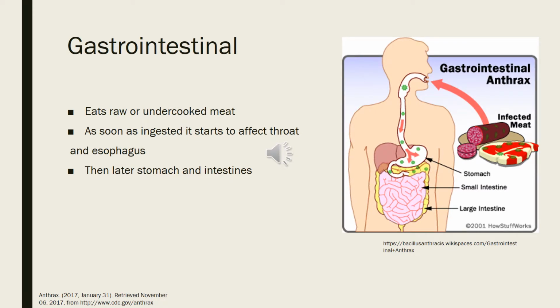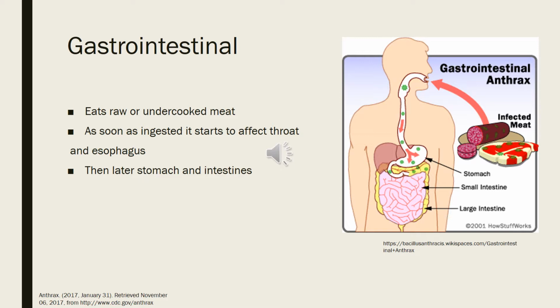Okay, so the third category we're going to talk about is gastrointestinal, which is pretty much the meat of the animals that have the infectious disease. So it happens by consuming raw or undercooked meat, so pretty much not cooking your meat all the way. If you get medium rare, you most likely want to get it well done, due to the fact that there could be a small percentage chance that it has the deadly disease in it. As soon as it's ingested, it starts to affect the throat and the esophagus.